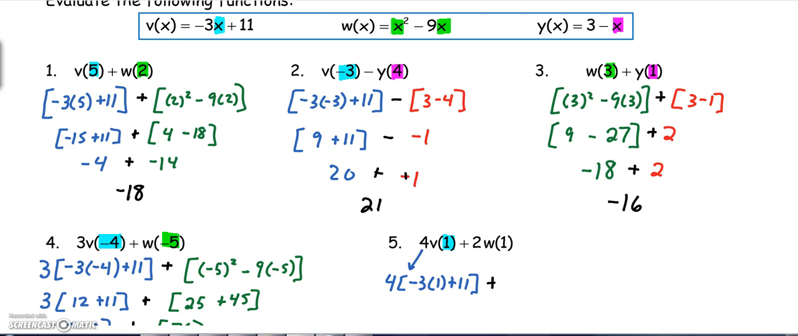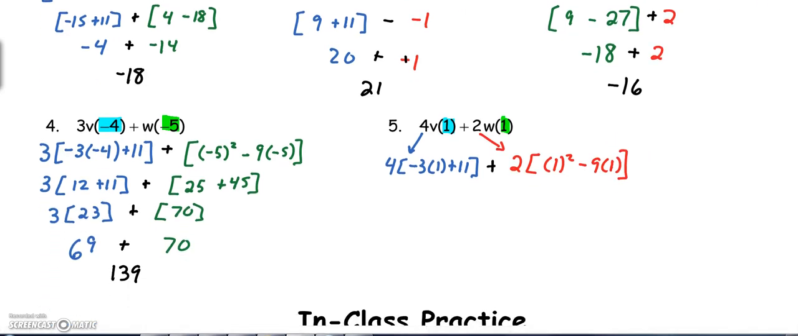Plus, I'm going to put 1 into both x's in my w equation. I need to bring a 2 out front, 2 bracket 1 squared minus 9 times 1. And I can evaluate both of my functions. So the v function becomes 4 times negative 3 plus 11, 4 times 8, which is 32.